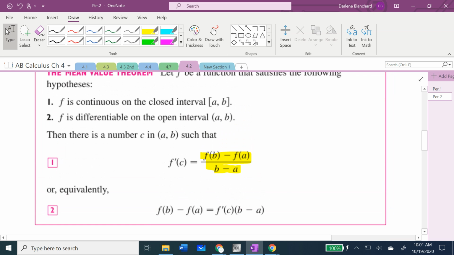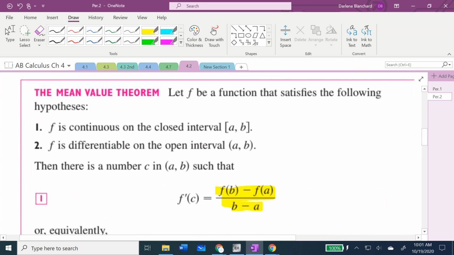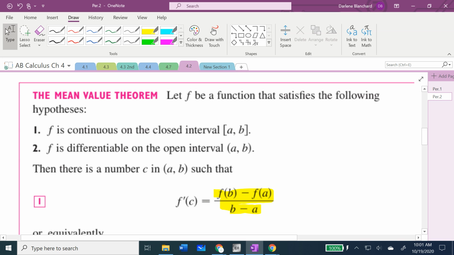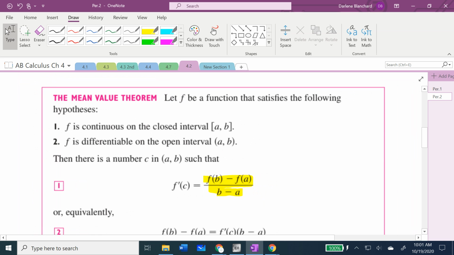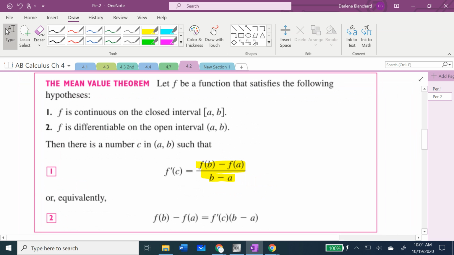Have you had enough time to write that down? Because that's actually a very, very, very important thing to write down. Let me leave it there for a moment. The equivalently, you don't necessarily need. All they're doing for equivalently is changing around the equation. It's the same equation either way. So let me give you a minute to write that down.